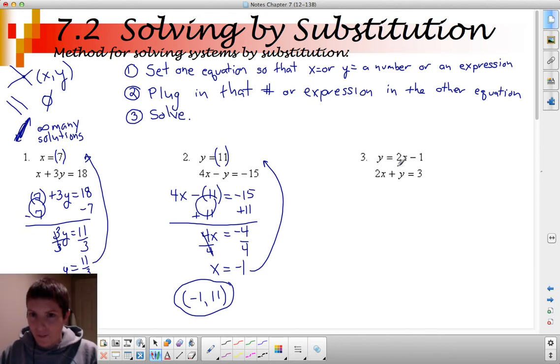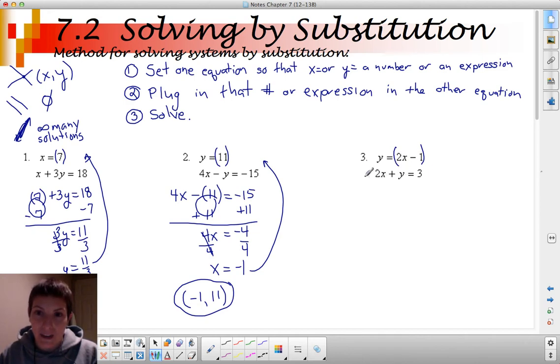Problem number 3 is the first time that we're going to see a situation where our y is equal to a quantity instead of a number. So now our parentheses are going to become very important to us because we may have to distribute. We're going to do the exact same thing we've been doing. We know that y is equal to this quantity. So we're going into the second equation, and every time we see a y, it's going to come out and the quantity is going to go in.